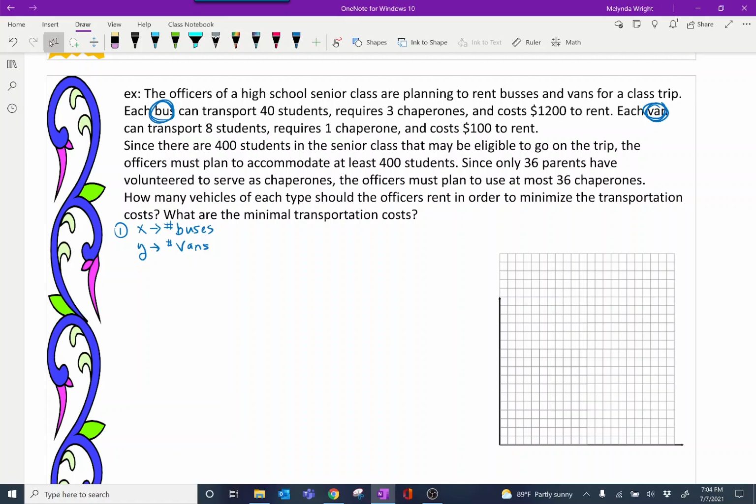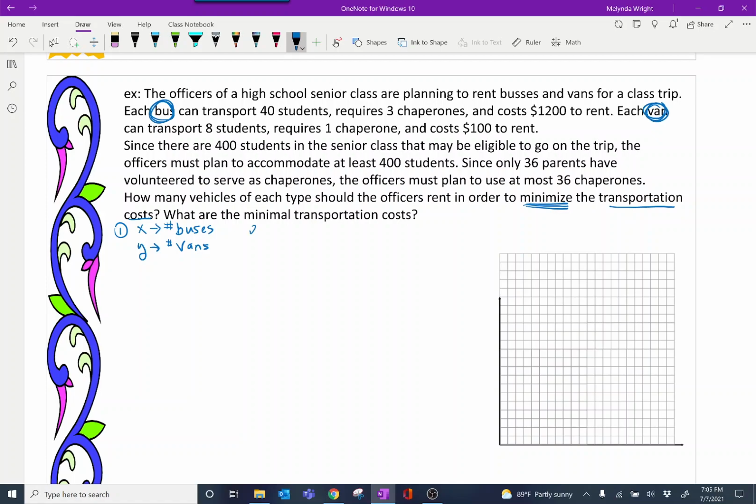There are 400 students in the senior class that could be eligible to go. The officers have to accommodate at least 400. Since only 36 parents have volunteered to serve as chaperones, they can use at most 36 chaperones. How many vehicles of each type should the officers rent in order to minimize, oh, look at that, there's that word, minimize the transportation costs? Okay, minimize the transportation costs.